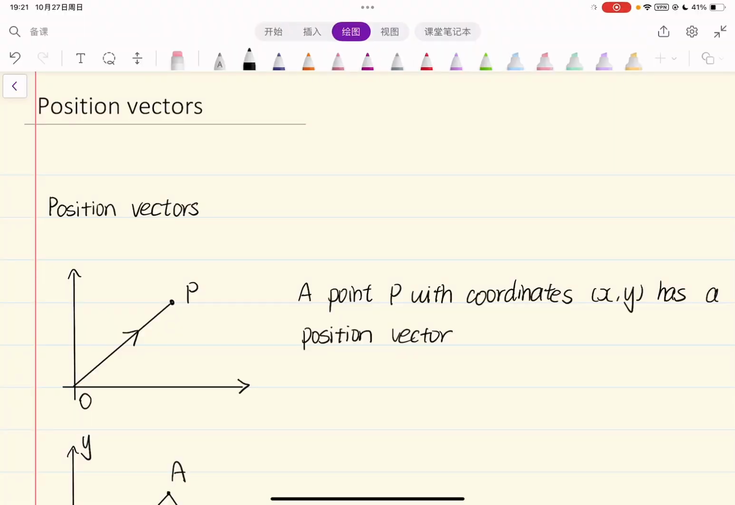In this video we are going to talk about position vectors. What are position vectors?